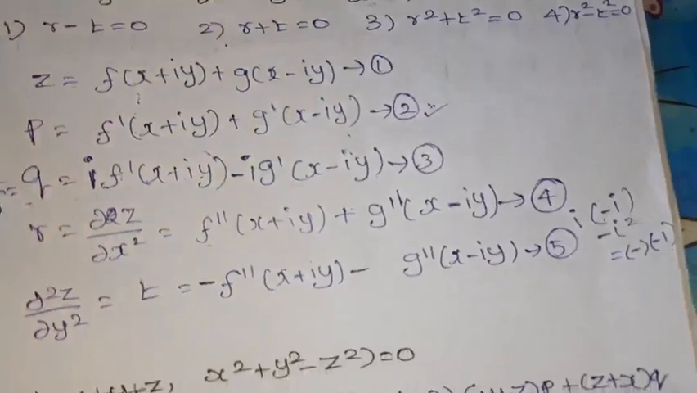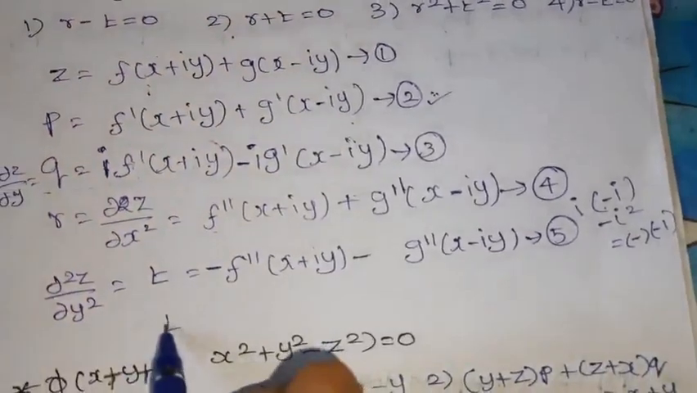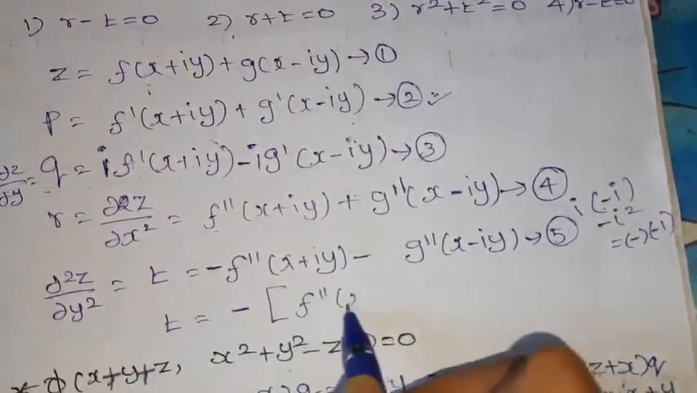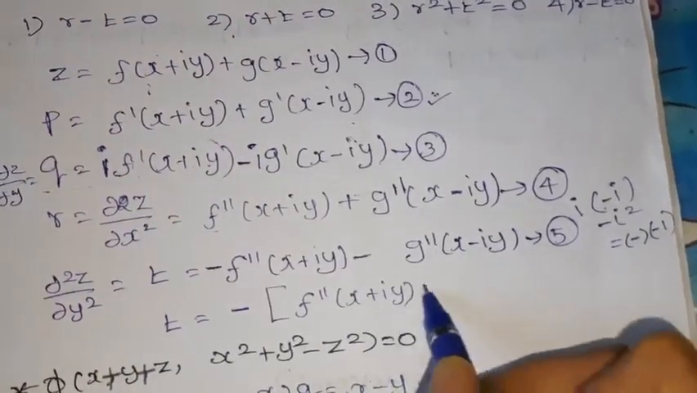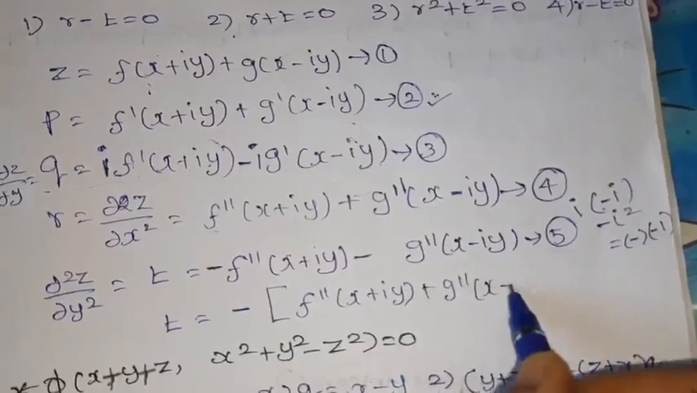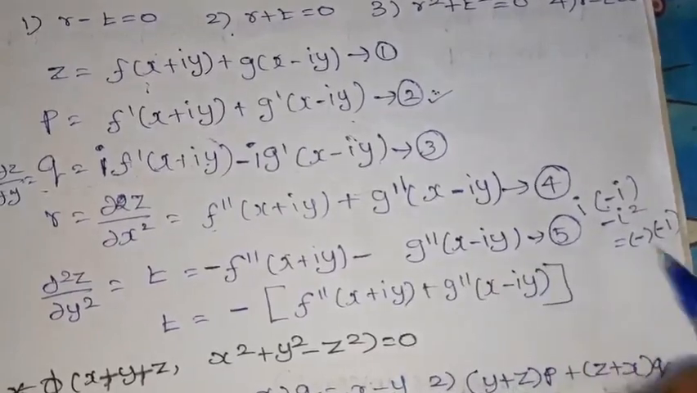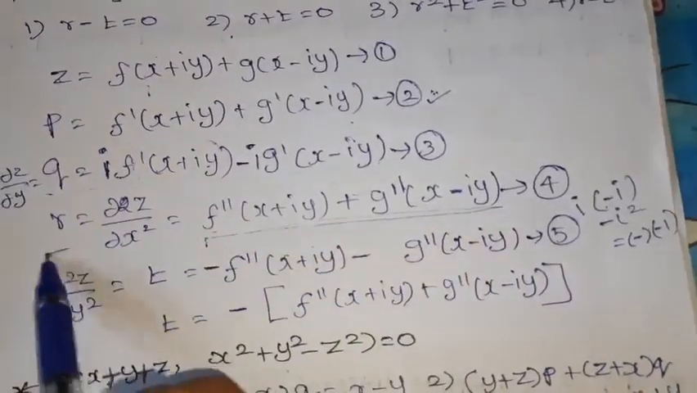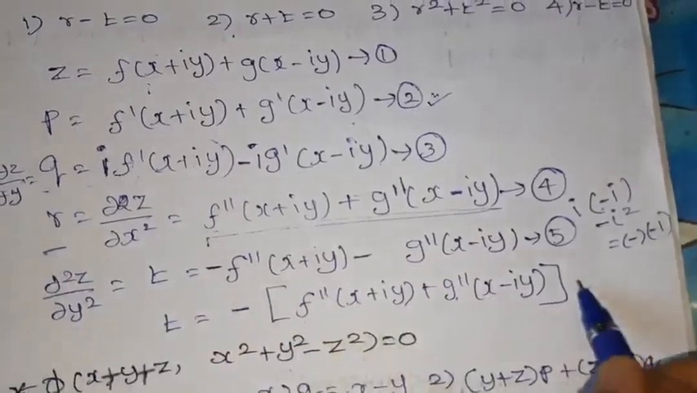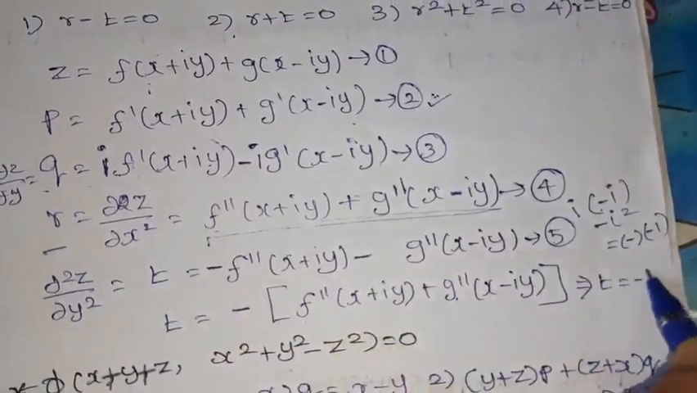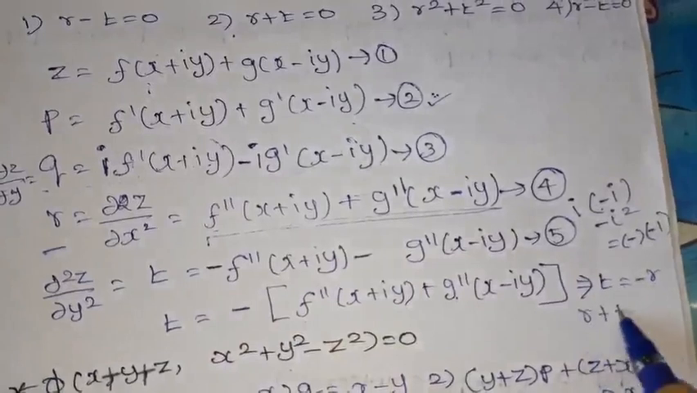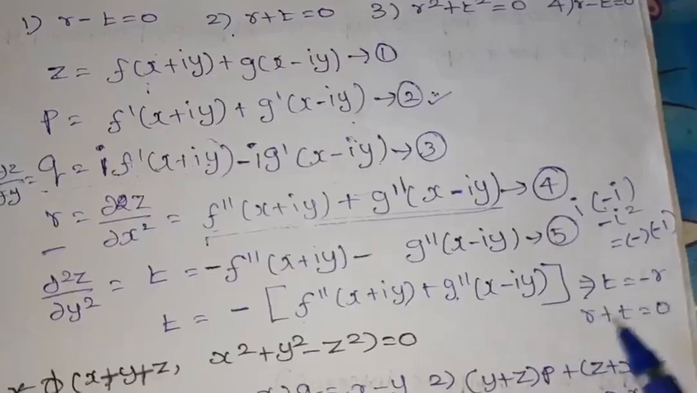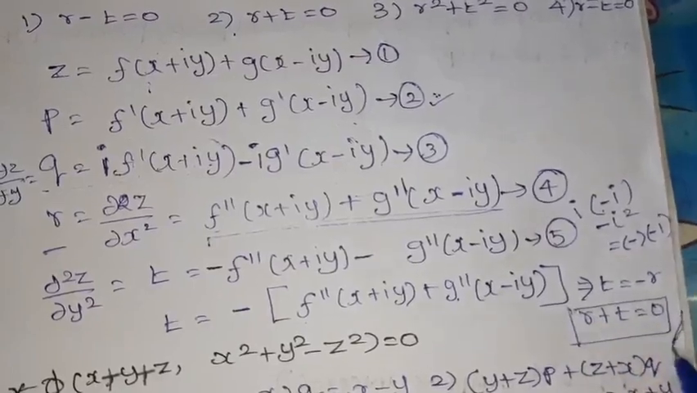From this equation, what can we write? For t, taking the minus sign common outside: minus of f double dash of x plus iy plus g double dash of x minus iy. Which is equal to, see this equation number 4, which is equal to r. So we get t equals minus r, or r plus t equals 0. Bringing this to this side, r plus t equals 0.